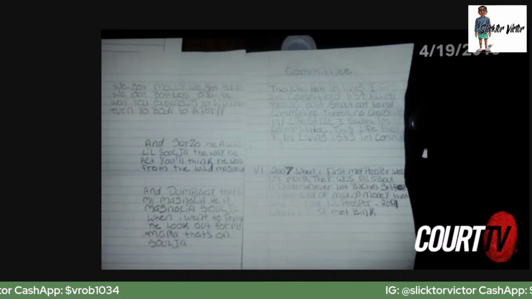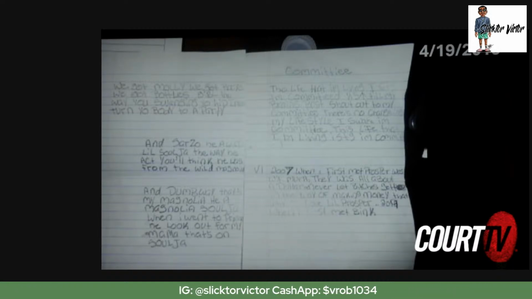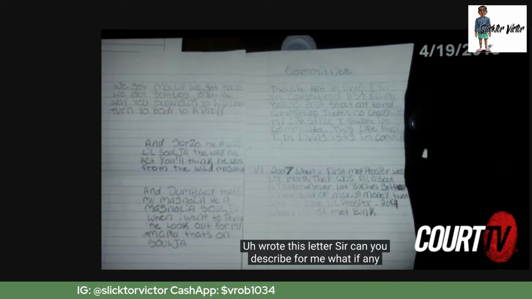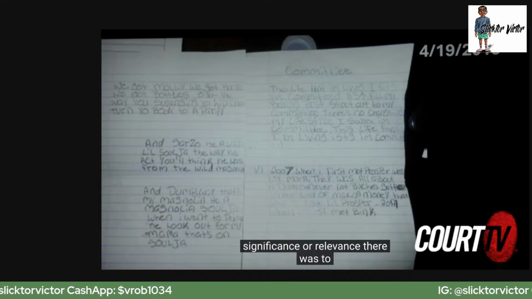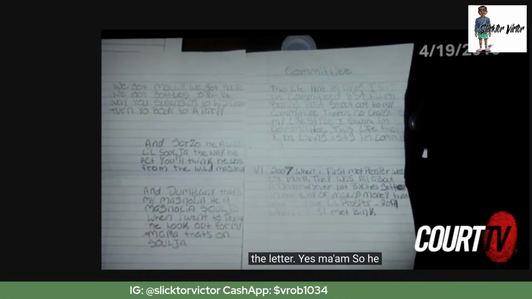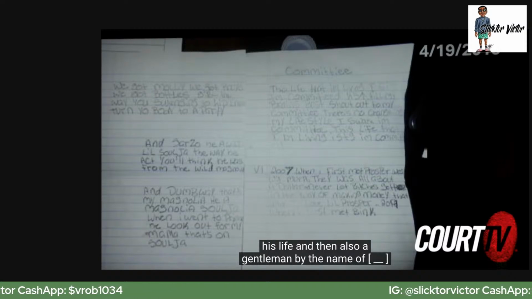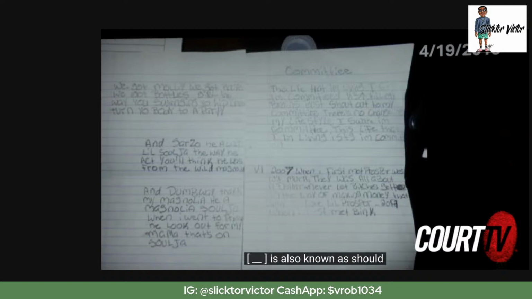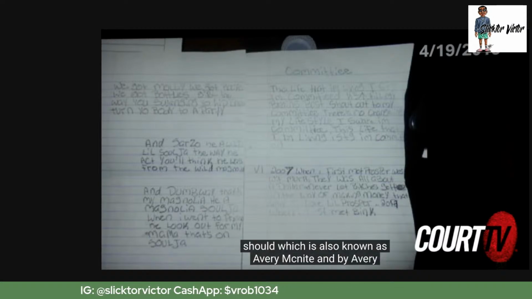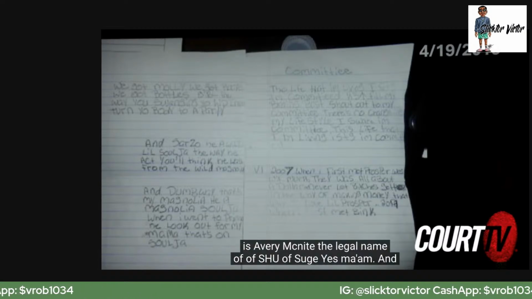Sir, can you describe for me what, if any, significance or relevance there was to you, particularly in the message in the bottom right of the letter? Yes, ma'am. So he mentions the gentleman known as Prosper, who lost his life, and then also a gentleman by the name of Bink. Bink is also known as Suge, which is also known as Avery McKnight. And is Avery McKnight the legal name of Suge? Yes, ma'am. And is Avery McKnight the legal name of Bink? Correct. And is that someone who was killed? Yes, ma'am.